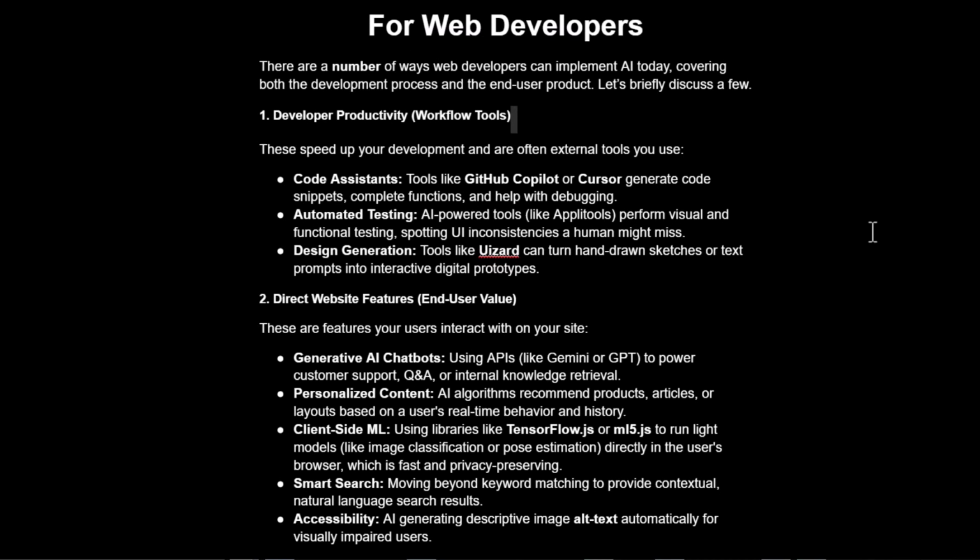Automated testing. AI-powered tools like Applitools perform visual and functional testing, spotting UI inconsistencies a human might miss. Design generation. Tools like Uizard can turn hand-drawn sketches or text prompts into interactive digital prototypes.